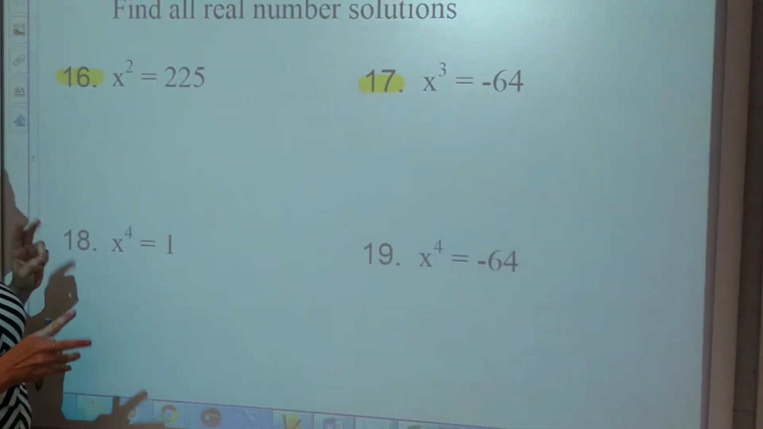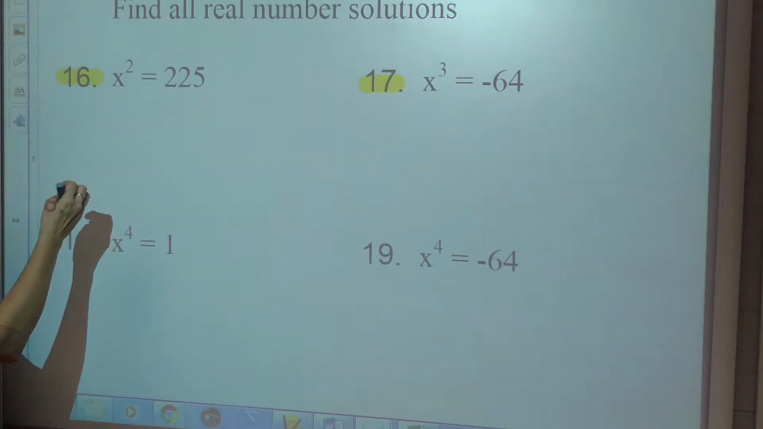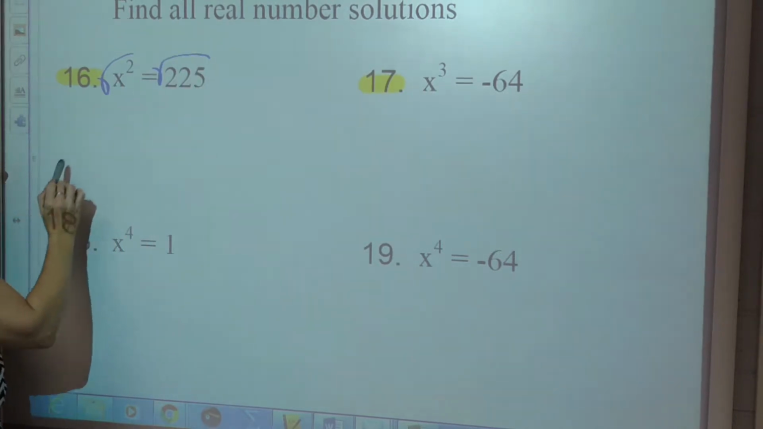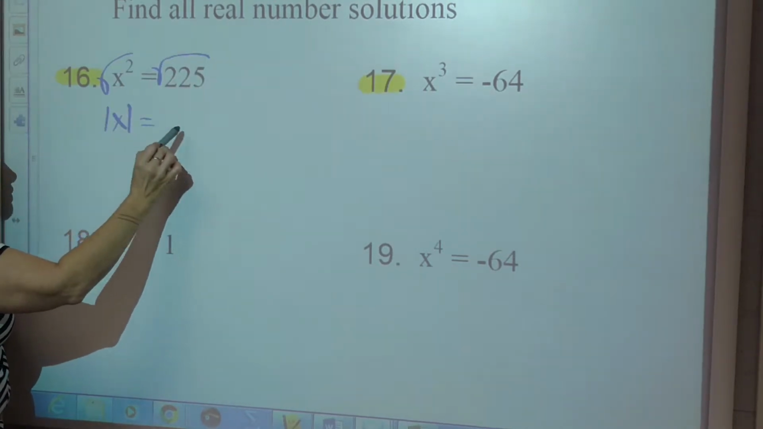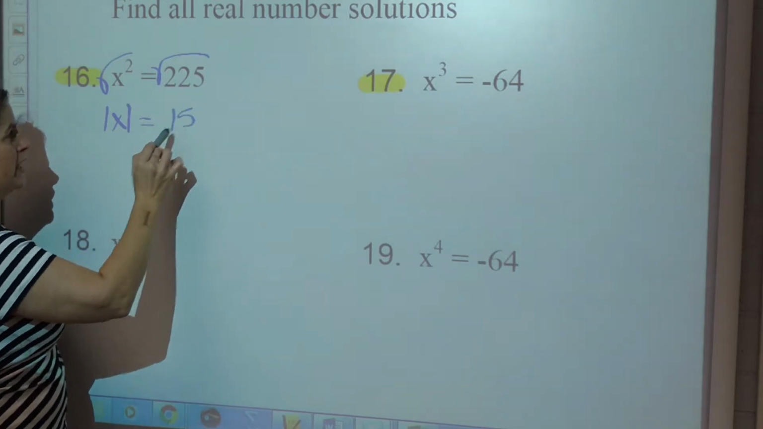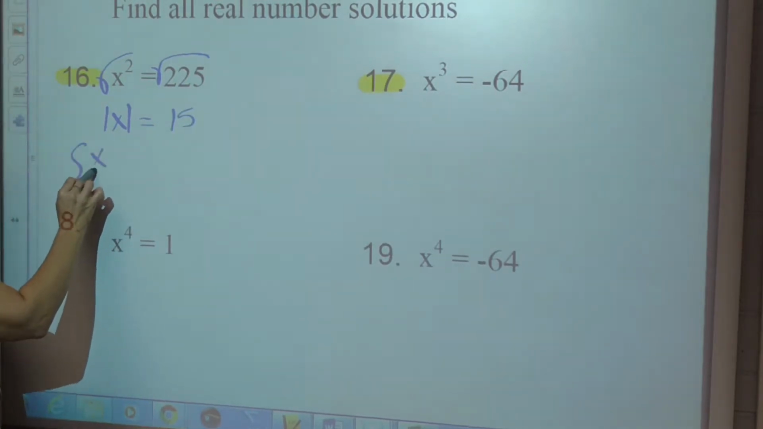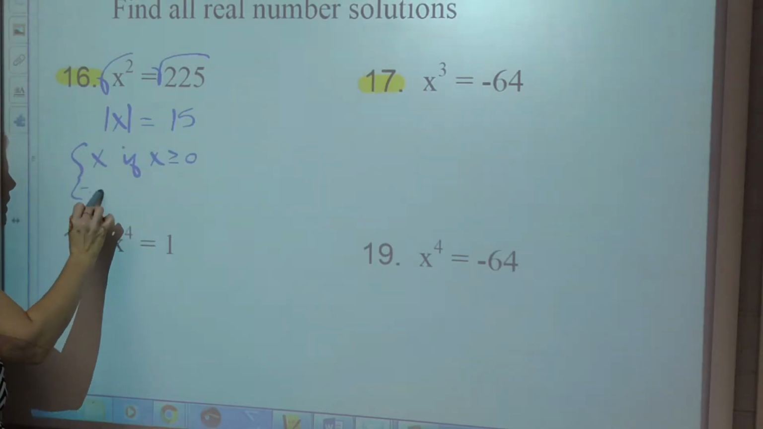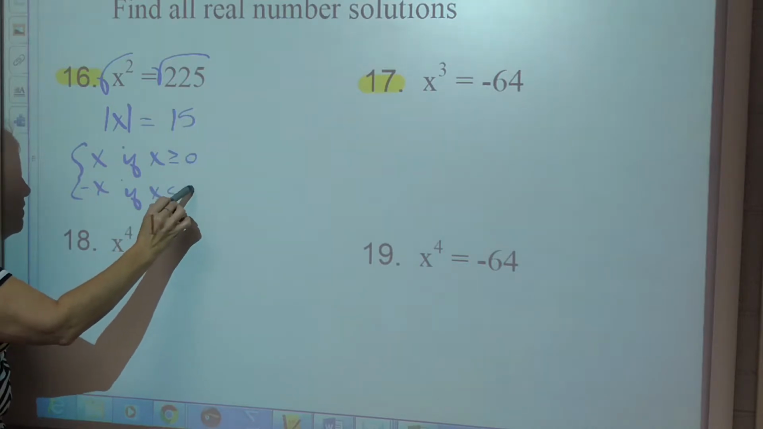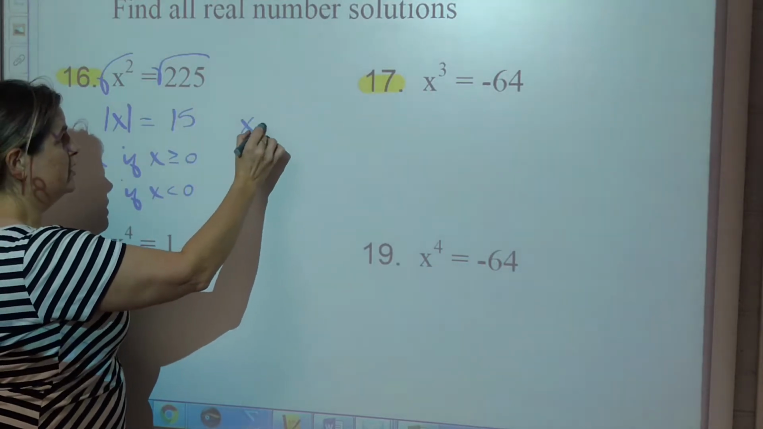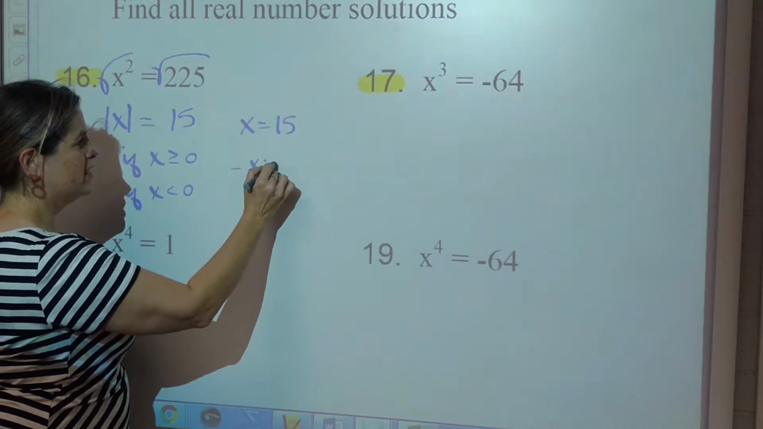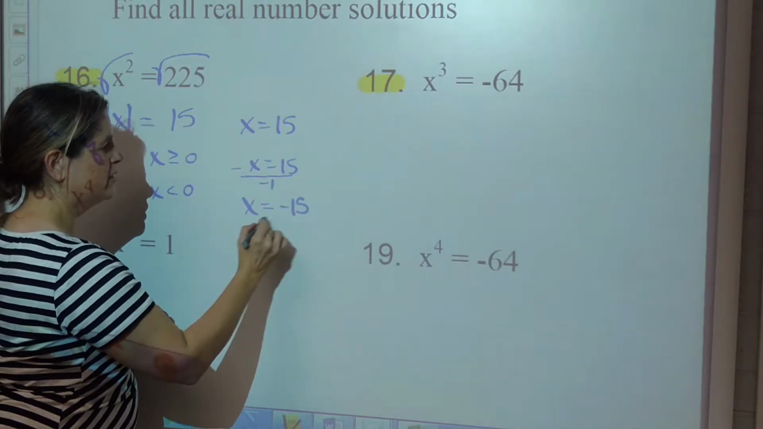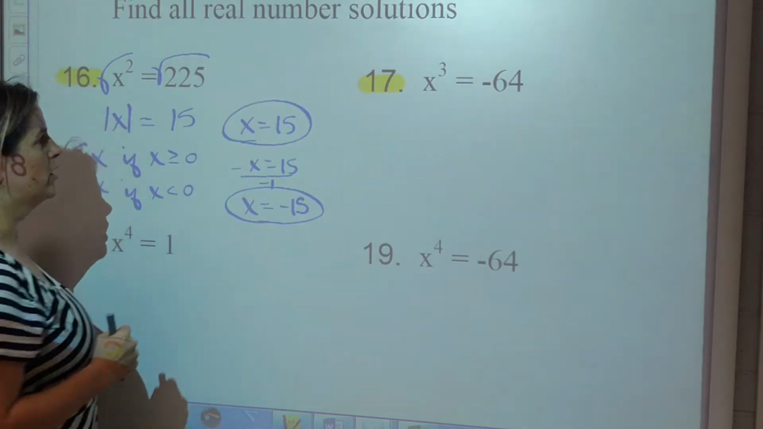Lastly, well, actually we have 2 more things. These we're solving. You've been doing this for a while. Since it's a square, we're taking a square root of both sides. We know that'll give us absolute value. Hopefully you realize that's 15. We'll write our piecewise formula where we get x if x is greater than or equal to 0, negative x if x is less than 0, which means I get x equals 15 and I get negative x equals 15, which gives me x equals negative 15. So my 2 solutions are 15 and negative 15.